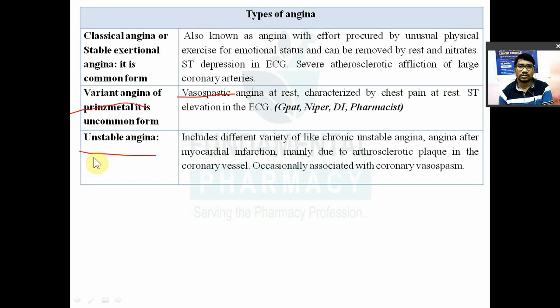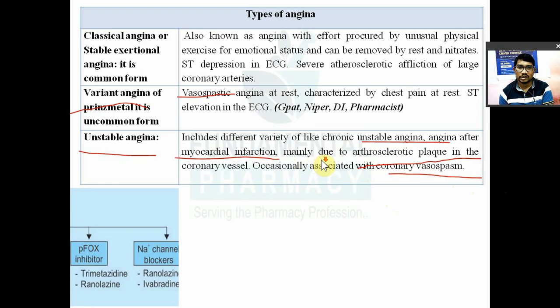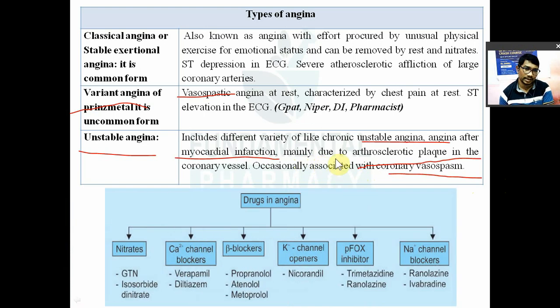So it includes different variety of angina like chronic unstable angina or angina after myocardial infarction. It is also mainly due to atherosclerotic plaque. इसमें भी atherosclerosis होता है. Okay. And occasionally associated with the coronary vasospasm. Coronary artery का spasm अगर हुआ है तो उससे भी ये होता है. Now we'll see the classification of your drug used in the angina.